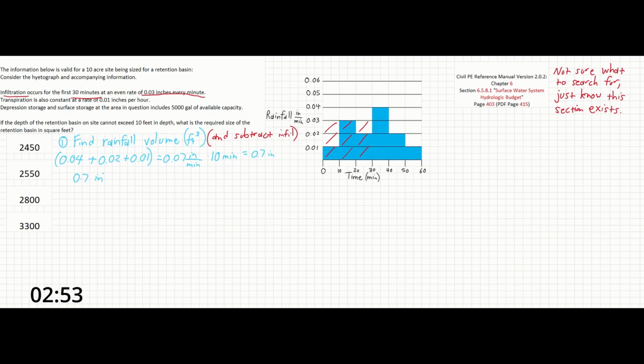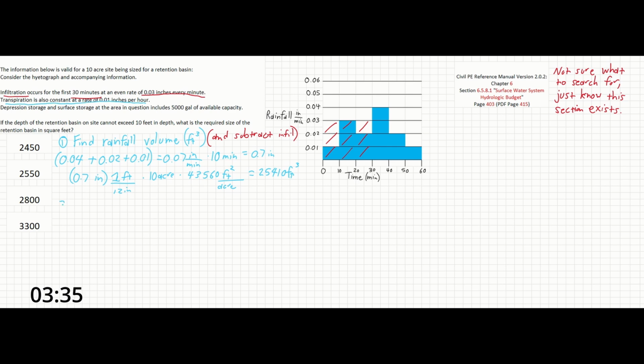From there, we can unit convert to get this into cubic feet. So first, we'll multiply by 1 foot over 12 inches. Then we'll multiply by the 10 acres on the site. Then we'll multiply by the conversion of 43,560 square feet per acre. And we can multiply these out and cross out our overlapping units to get 25,410 cubic feet.